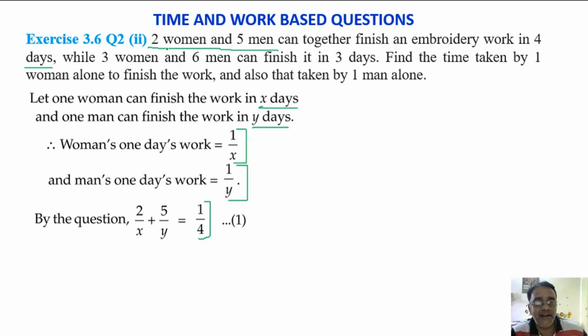2 women का one day work कितना होगा? 1 by x. 5 men का one day work कितना होगा? 5 by y. And 4 days का one day work कितना होगा? 1 by 4. If you add these two, you will get 1 by 4. Whether first equation is clear?